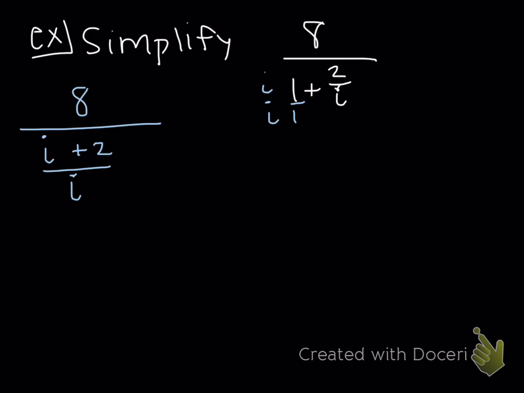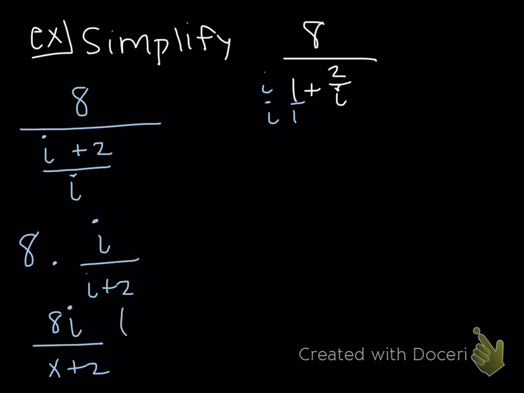And now I want to keep change flip. So I'm doing 8 times i over i plus 2. So now I'm at 8i over i plus 2. And now we can introduce what we learned yesterday of multiplying by the conjugate. So I'm going to multiply top and bottom by an i minus 2. I don't know why I wrote x there, it should be i. And we know whatever we do to the top, we need to do to the bottom.